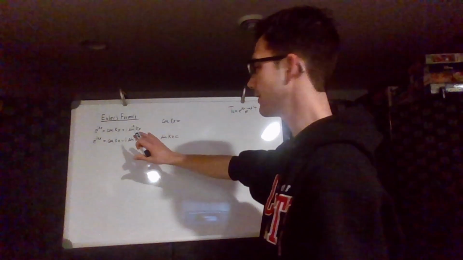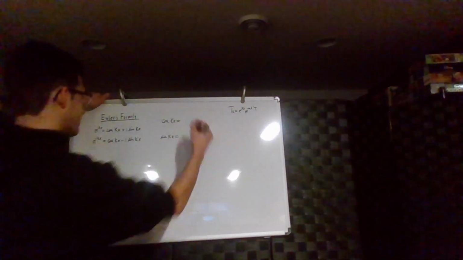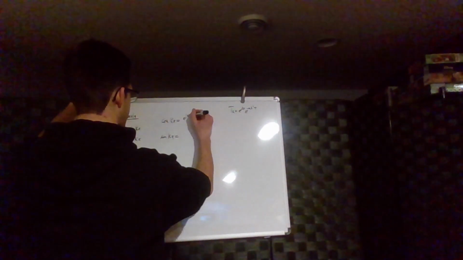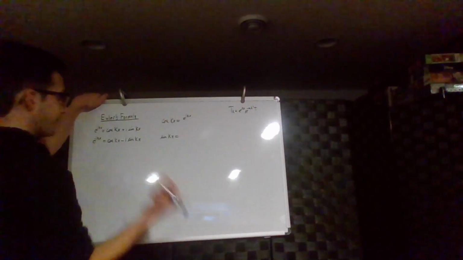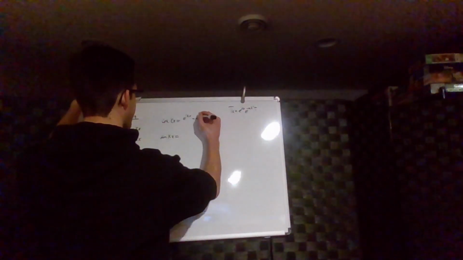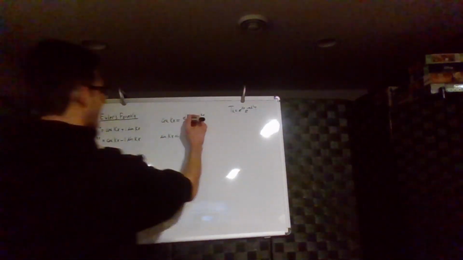Well, when we combine these two, what we'll end up having is that cosine kx is equal to e to the ikx plus e to the negative ikx, all divided by 2.